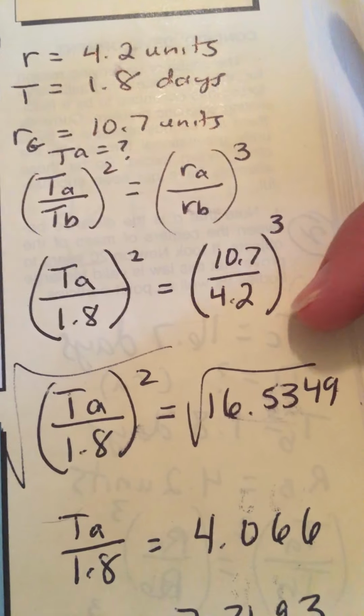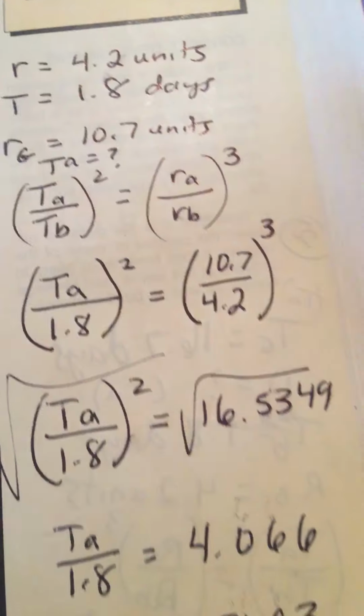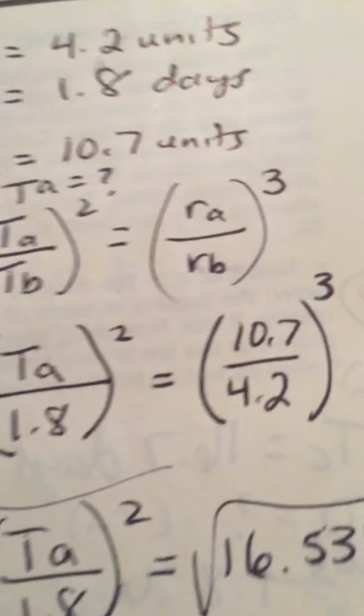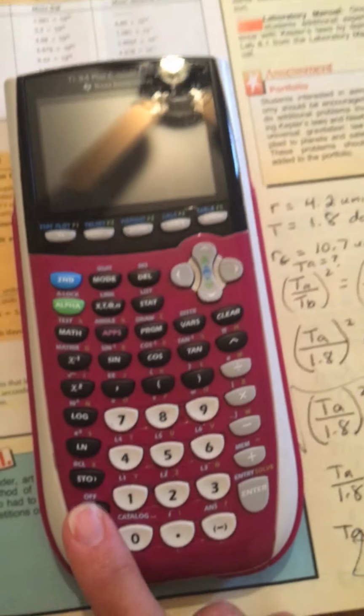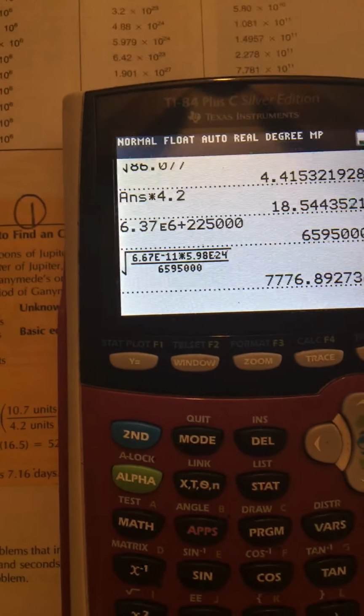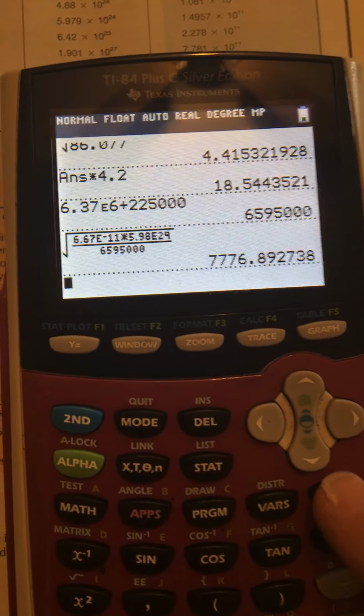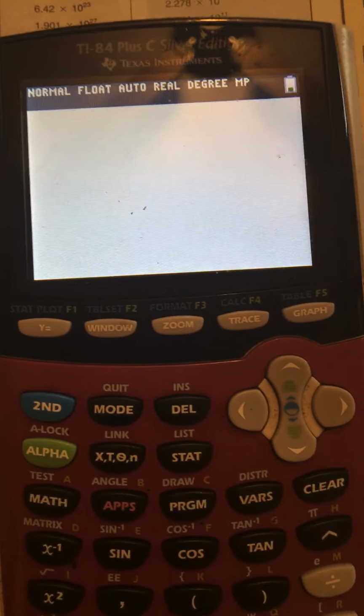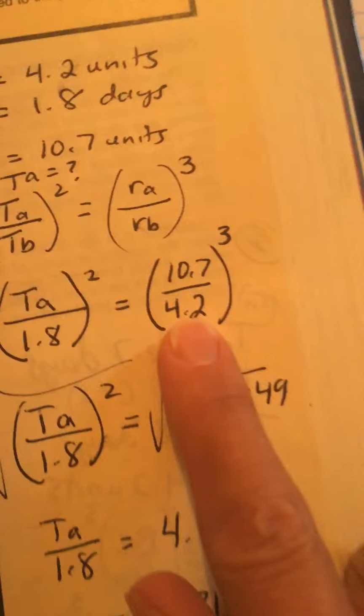So the next thing I'm going to do is just do that part of it on my calculator. Let me show you how to do that. Get out your trusty TI-84. Turn it on with that button right there. This is my regular math screen. I'm going to clear it out because it looks very messy. Okay, and now I want to do this.